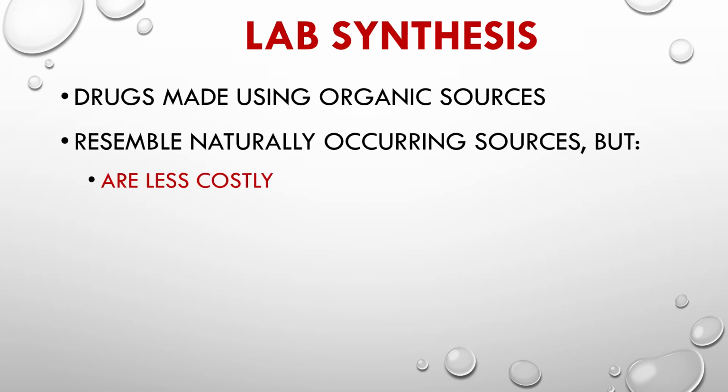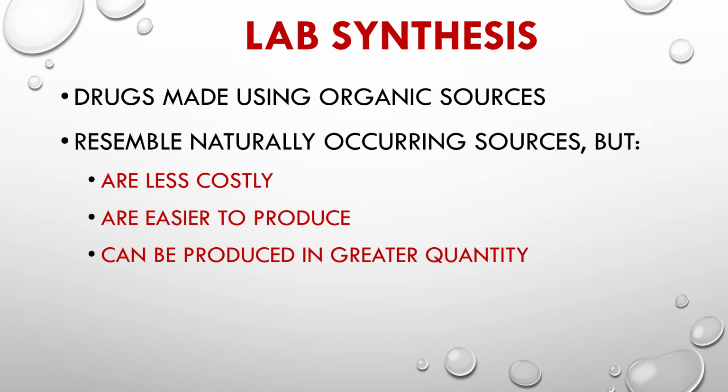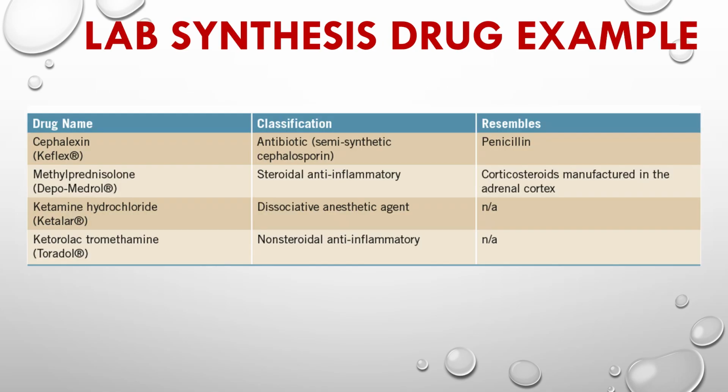So it can resemble the naturally occurring, but it's much less expensive because, again, we're not going out and extracting it. We don't have to purify the stuff. It's being made in a lab. It's also easier. Again, we can kind of mass produce it. We're not relying on animals or plants to be reproduced or to create it. Again, larger quantities can be made.